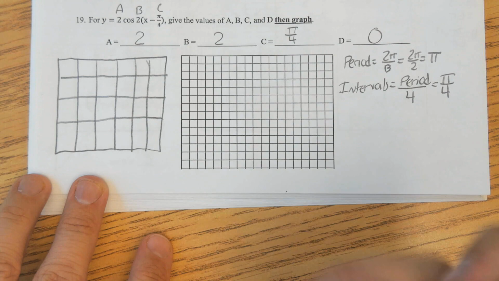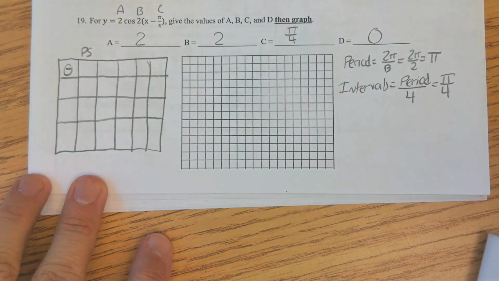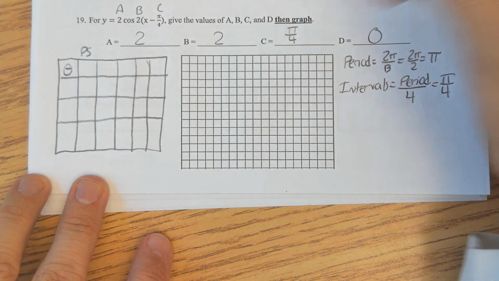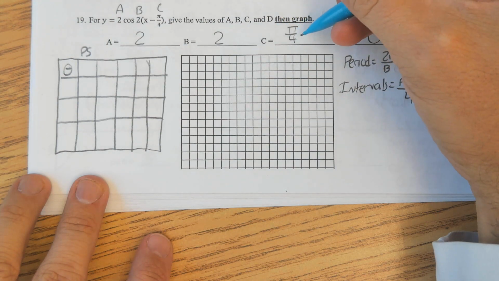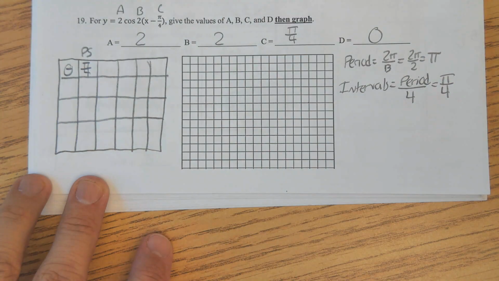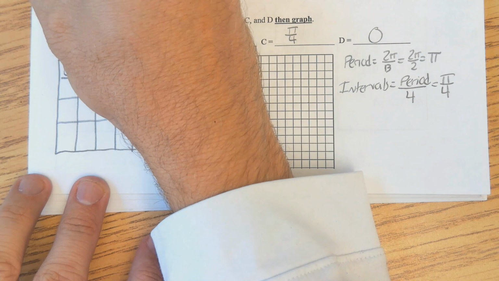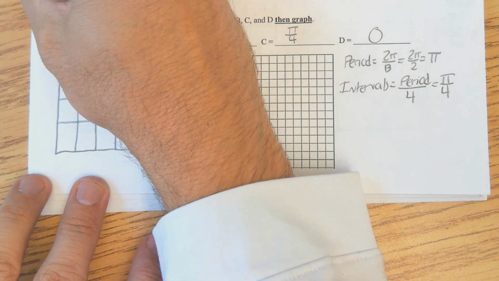So that's going to be theta here. This is my phase shift. My phase shift is where I start, right? C, right? It's always C. So you're going to start at pi over 4 here, and then your intervals are going to go up by pi over 4. So pi over 4 plus pi over 4 is 2 pi over 4, which gives you pi over 2.